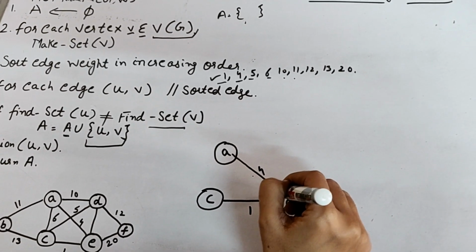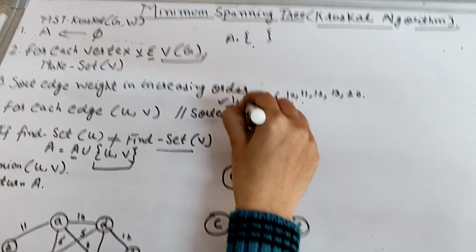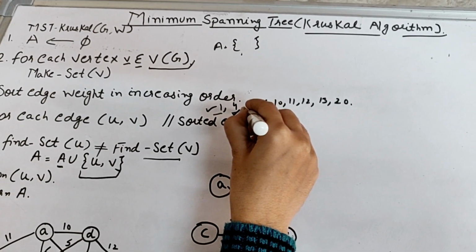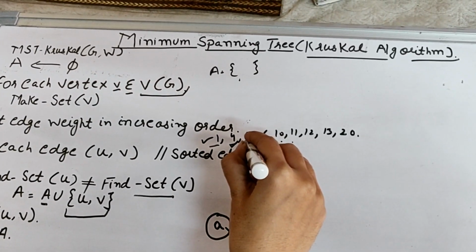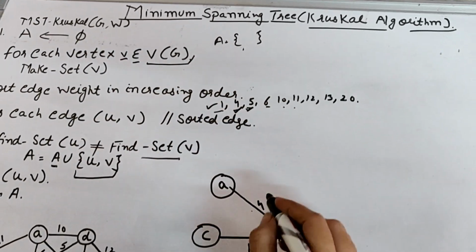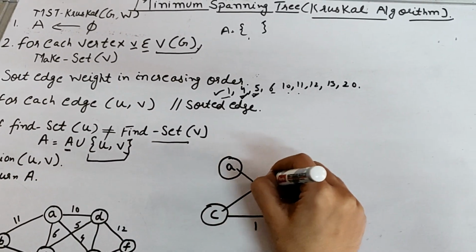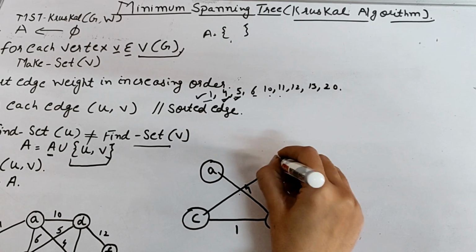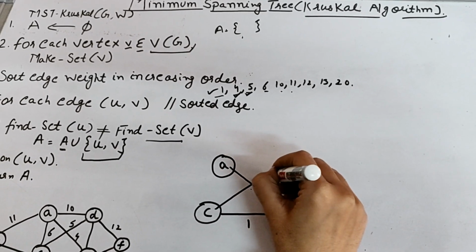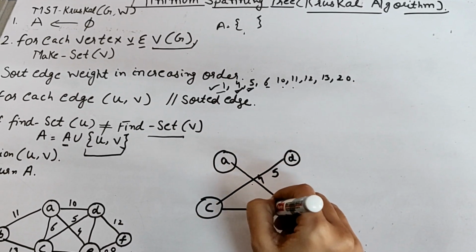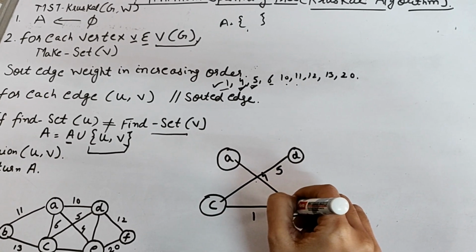Then if you look at the sorted edges, we have included 1 and we have included 4. We can take another weight, which is 5. If we look at 5 in this graph, 5 is from C to D. We can include 5 over here. With 4, 5 and 1, it is still not creating any kind of cycle.